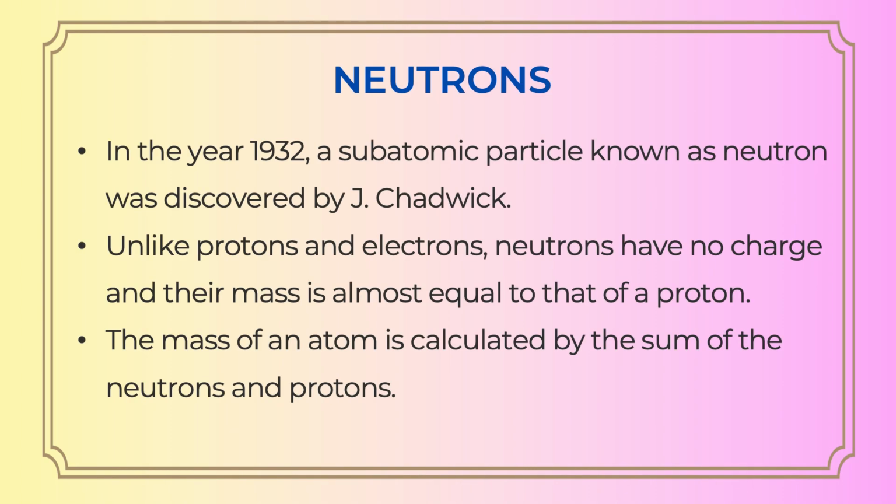In the year 1932, another subatomic particle known as neutron was discovered by James Chadwick. Unlike protons and electrons, neutrons have no charge and their mass is almost equal to that of a proton. They are present in the nucleus of all atoms except hydrogen and can be represented by small n. The total mass of an atom is determined by the sum of the masses of protons and neutrons present in the nucleus.